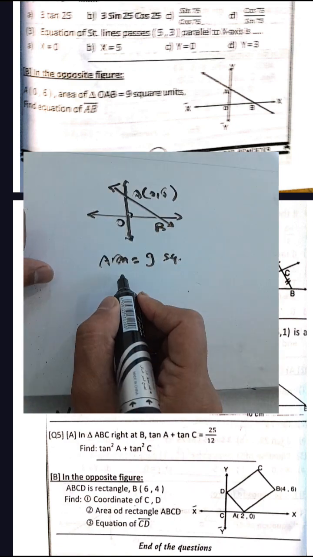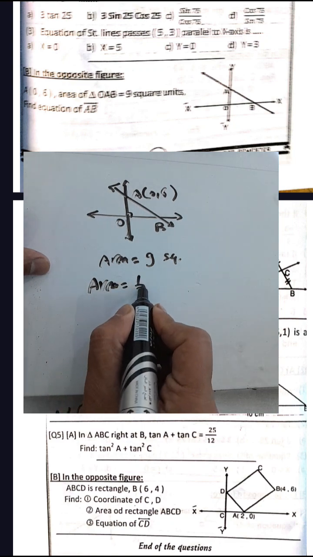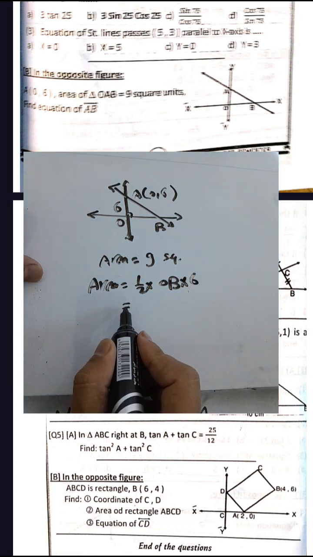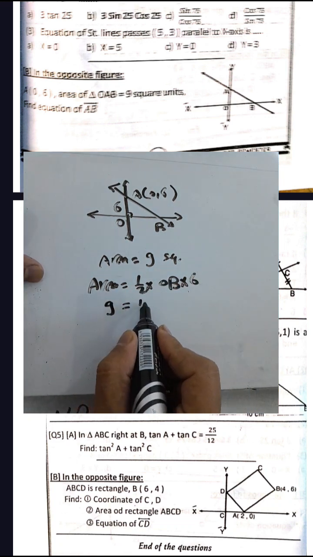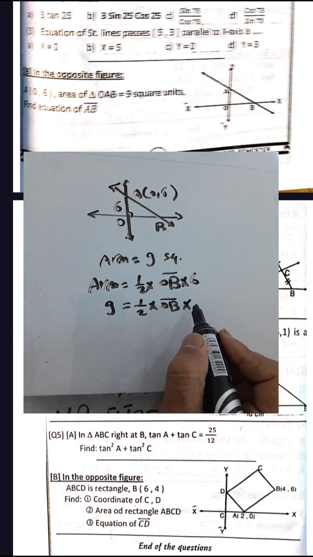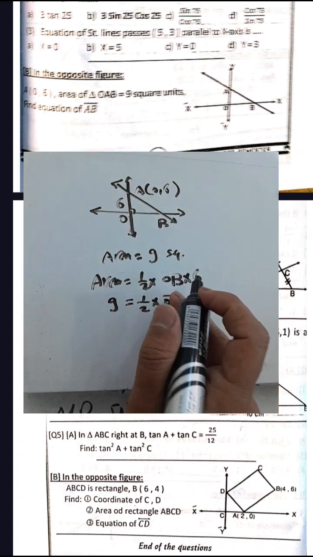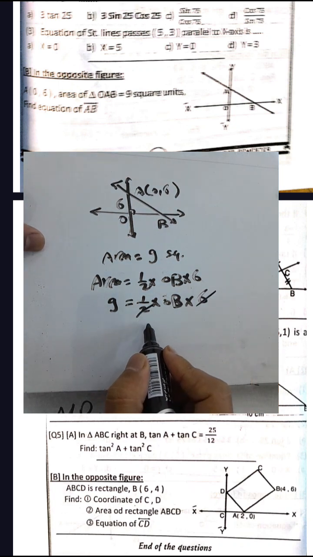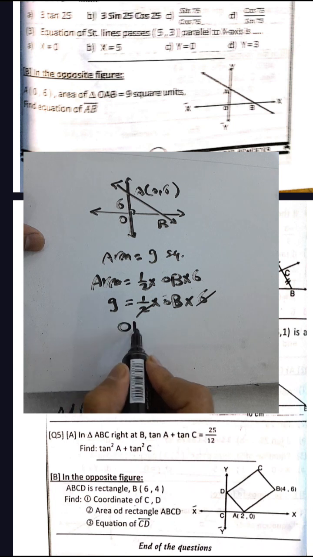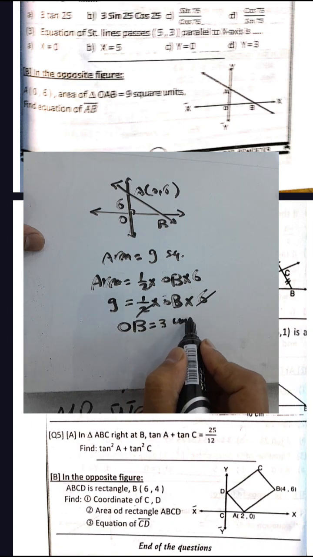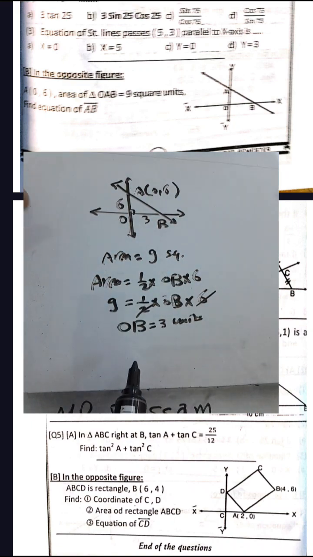We know the area equals half times base times height. The height here is 6, and they give us the area equal to 9. Then 9 equals half times the line segment OP times 6. Six divided by 2 is 3. 3 times what equals 9? 3 times 3, then OP equals 3 units. Then we want to find the length of AP.